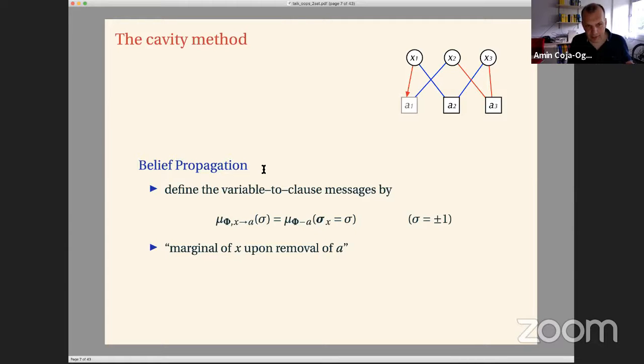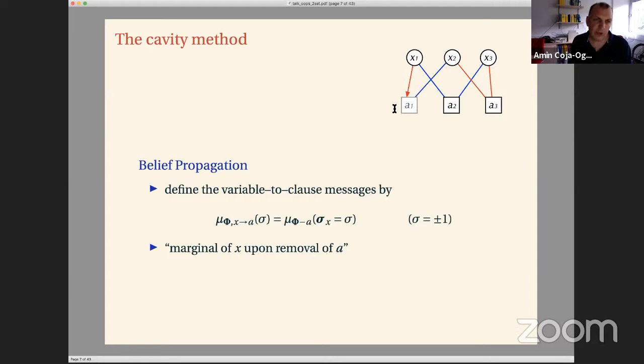The messages in this case are associated with the edges of the graph. More precisely, for any pair of adjacent variables and clauses, for any edge of the factor graph, there are two messages traveling across that edge. One message goes in the direction from the variable to the clause, and the other message goes in the reverse direction from the clause to the variable.